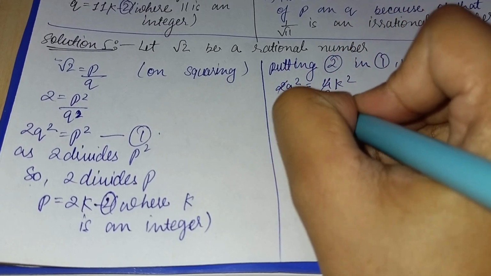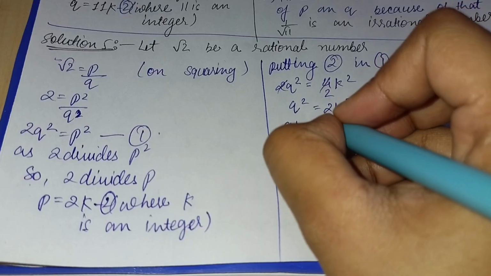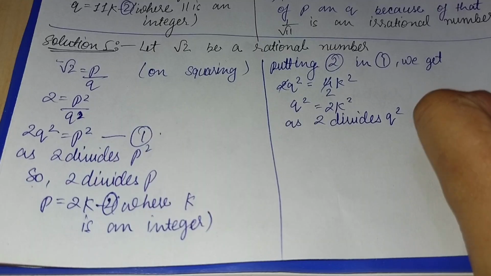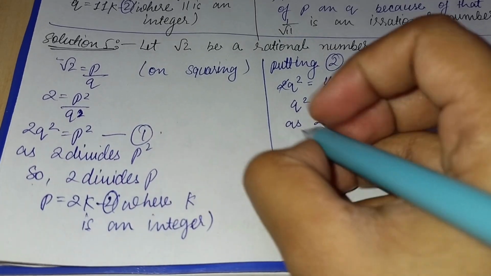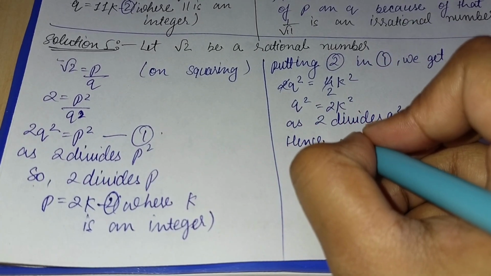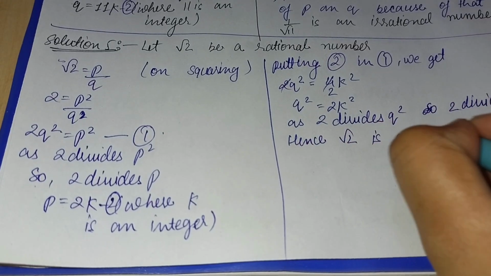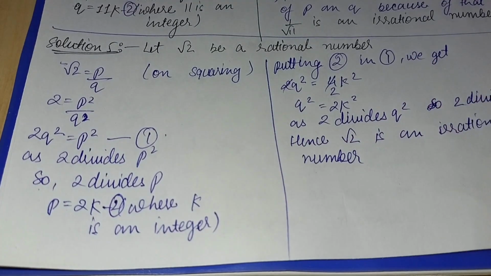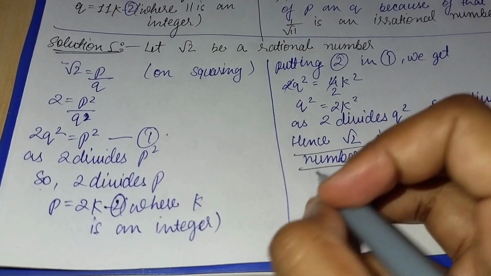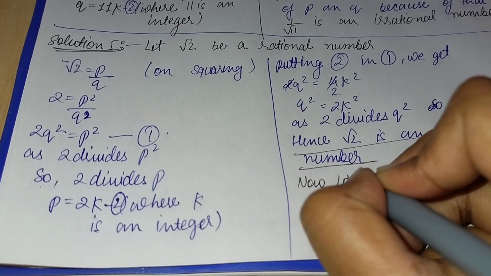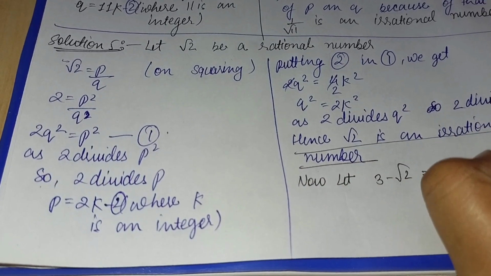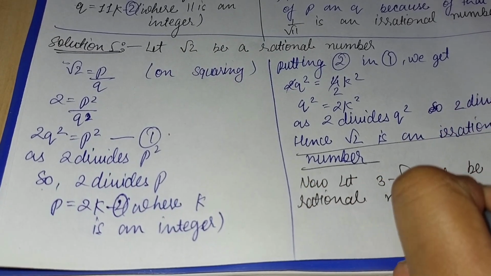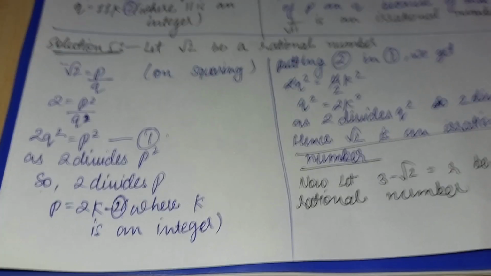Putting the second equation in the first equation, we will get 2q square is equal to 4k square, and then cancelling both sides we will get q square is equal to 2k square. As 2 divides q square and 2 is a prime number, so 2 will also divide q. In the previous we have seen that 2 divides p square, so 2 divides p. Now we will get that under root 2 is an irrational number, as it has a common factor 2, which contradicts the fact that it is a rational number.